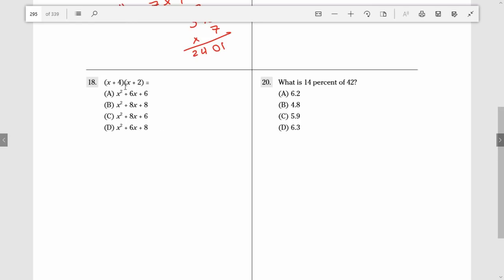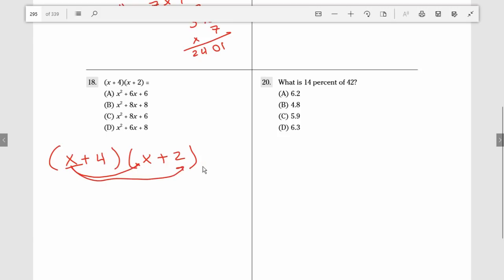Okay, this tests your knowledge of some basic algebra here. So I'm going to make this big so it's nice and easy to see what I'm doing. The way you work this out is via the FOIL method. How that works is you take this x, you distribute it here and here, and then you take this 4 and you distribute it here and here.